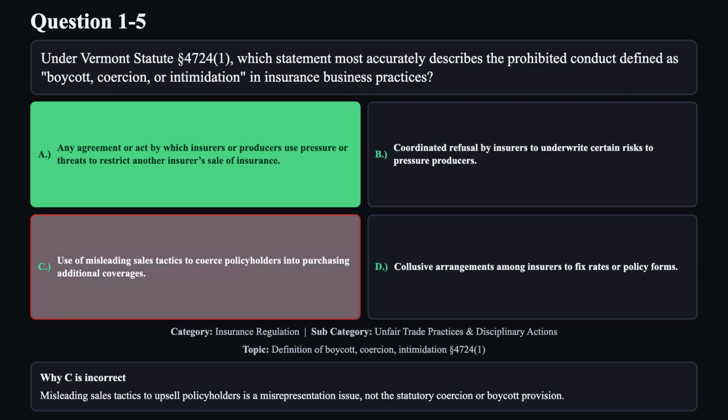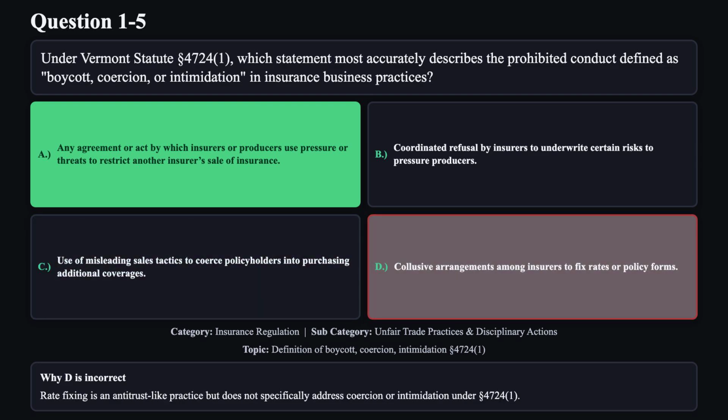Reason C is not correct. Misleading sales tactics to upsell policyholders is a misrepresentation issue, not the statutory coercion or boycott provision. Reason D is not correct. Rate fixing is an antitrust-like practice but does not specifically address coercion or intimidation under Section 4724, subsection 1.